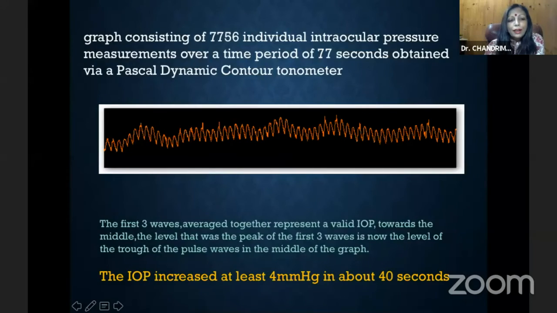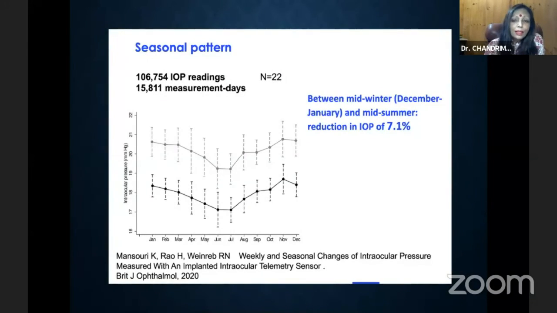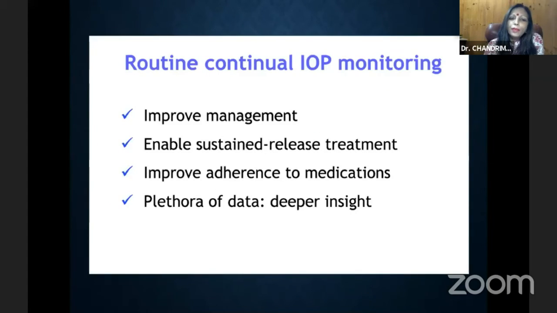And if you see that graph, the peaks of these three graphs actually are the troughs of these three graphs, taken, say, about 7,756 individual intraocular pressures for about 77 seconds. So these are various papers which actually talked about it. There's a seasonal variation as well, shown by Van Reb et al. And routine continual IOP monitoring improves management, enables sustained release treatments, improves adherence to medications, and gives a plethora of data.